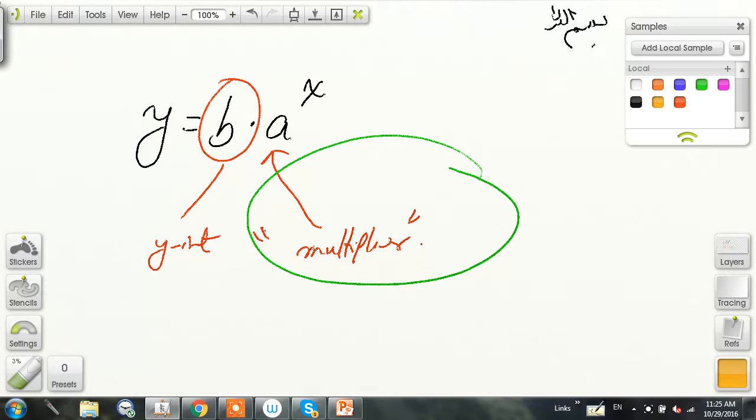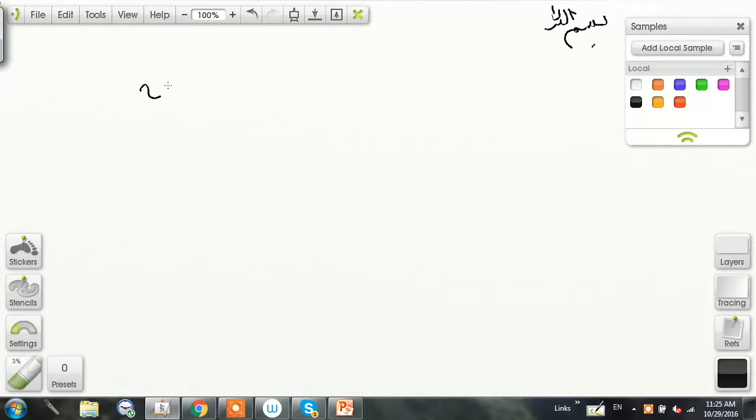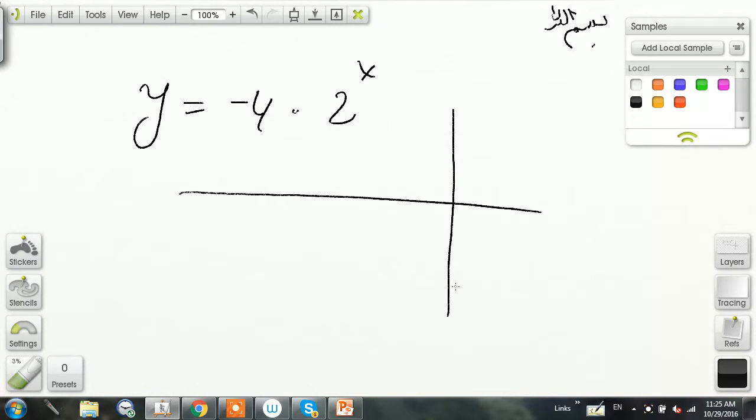Y-intercept and the multiplier. Watch. So if I give you y equals -4 times 2 to the x, what's the y-intercept? -4, right? Negative 4 is the y-intercept, and it's negative. It's going to be a mirror image of the parent function. It's going to kind of look like this, right?